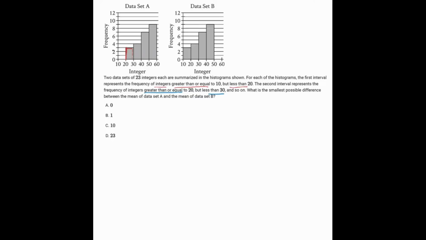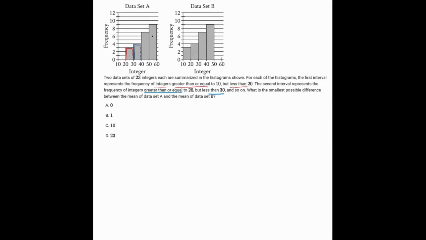And that signifies that the numbers could be 20, but they can't be 30 because they're less than at the high side. So with this bar, we have numbers that could be 30, but they have to be less than 40. So if they're all integers, the biggest value in that bar is 39.